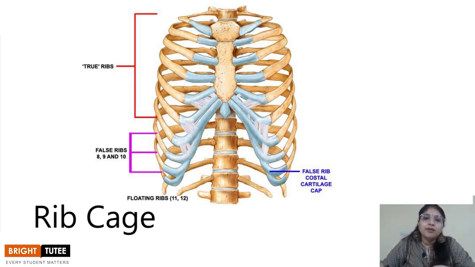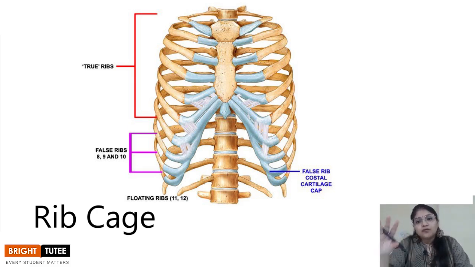So how many total ribs can you count? If you count the ribs in this diagram, there is 1, 2, 3, 4, 5, 6, 7, 8, 9, 10, 11 and 12. So there are 12 pairs of ribs. That means total how many? 24, in which 4 ribs, that is 2 pairs, are called the floating ribs. The reason is they are not attached to the chest bone.